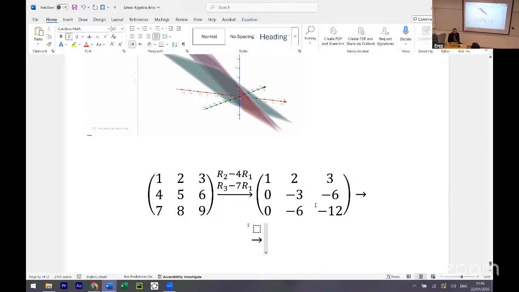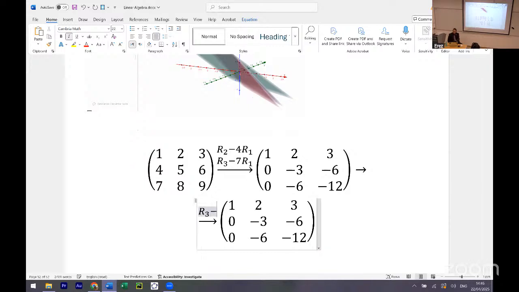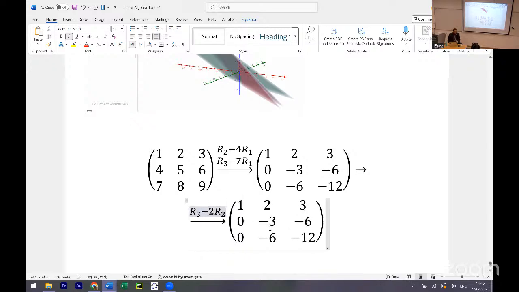And what would be the next step now? R3 minus R2 times 2. Yeah, 2 times R2, exactly. And why? We wish to cancel out this number, okay, to get to the echelon form, the shape of a staircase.